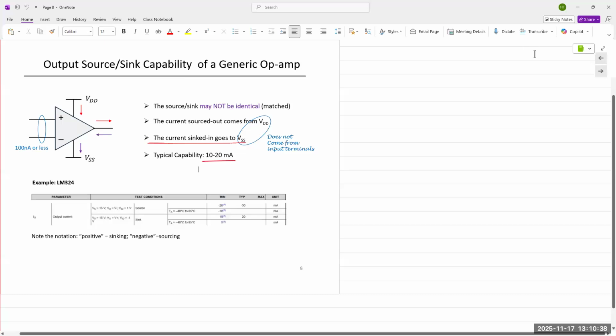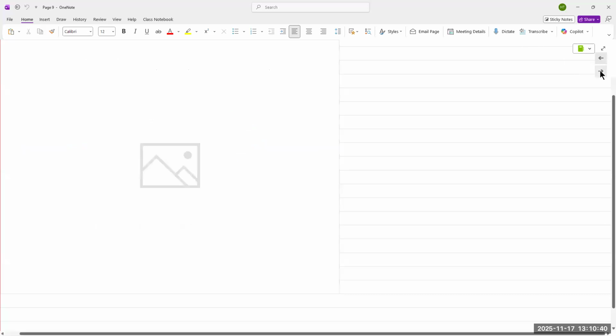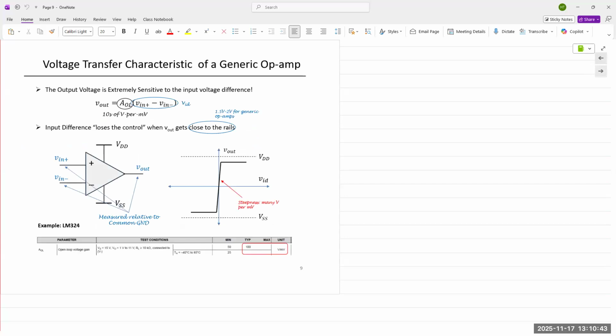So we had stopped here. All right, voltage transfer characteristic of an op-amp first. So the output of an op-amp, an operational amplifier, can either sink or source current. We've talked about that. For today's talk and for the next class also, we'll talk more in terms of the voltage gain of an operational amplifier.